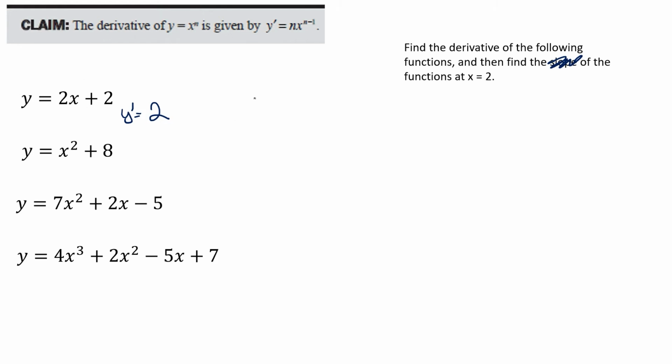So any tangent line that we draw on a line is just going to have the same slope as the line. So it's always going to be 2. No matter what x we try to plug into this, it's not going to change anything.